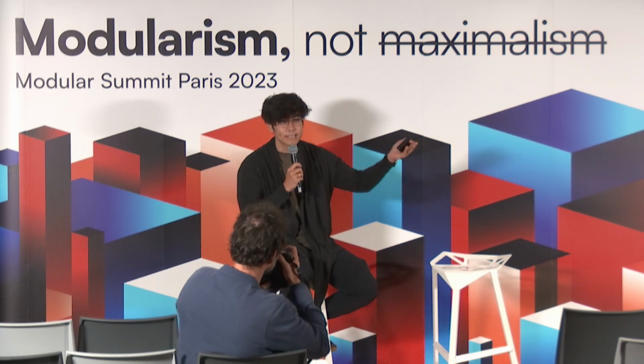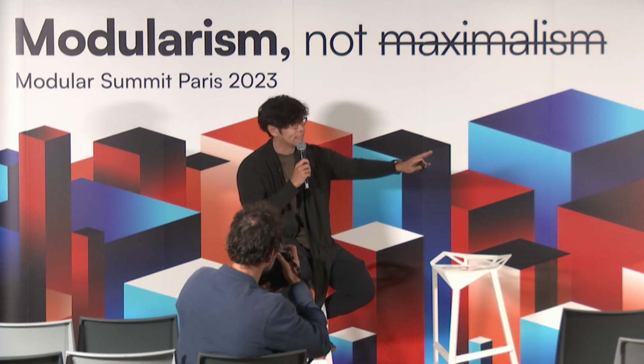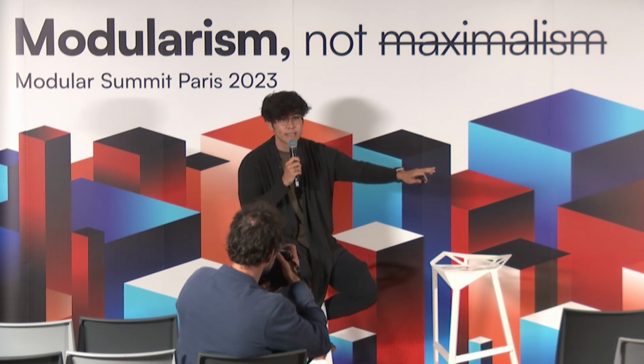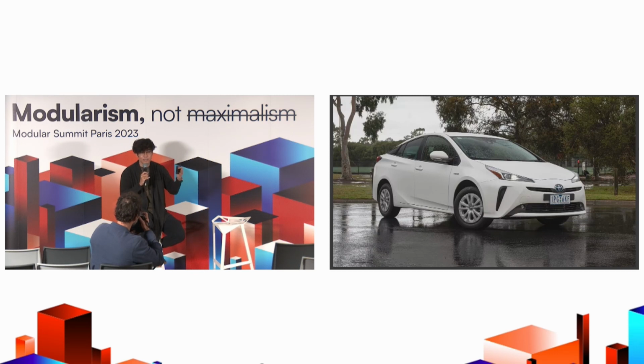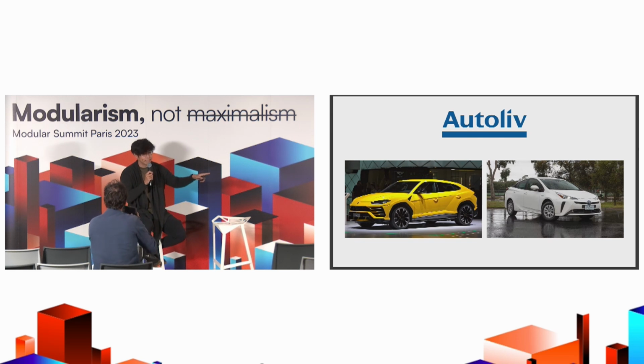behind. But a very simple explanation here is just, this is a very fancy car, right? It's a Lamborghini, and this is a Toyota Prius, right? And so despite being so different in some ways, they actually share a lot of similarities. And one of the similarities they share here is this company called Autoliv. Autoliv manufactures seatbelts, and so whether you're sitting in a Lamborghini or whether you're sitting in a Toyota Prius, you are using an Autoliv seatbelt.